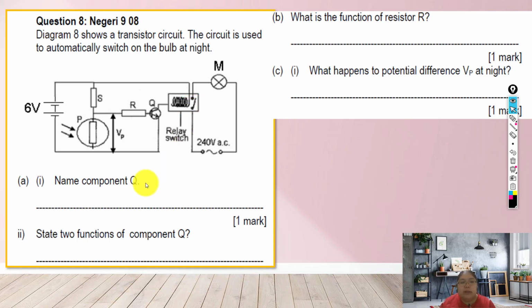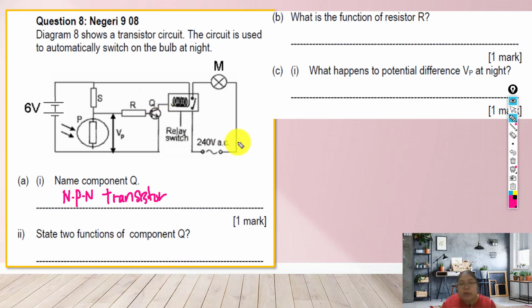Okay, now we're going to see the first question. They ask what's the name of component Q. Okay, component Q is a transistor. So we give the perfect name, full name. Can you see the arrow pointing outside? So this one is an NPN transistor. Okay, we put the full name, NPN transistor.